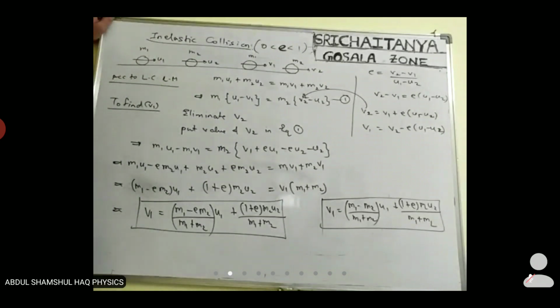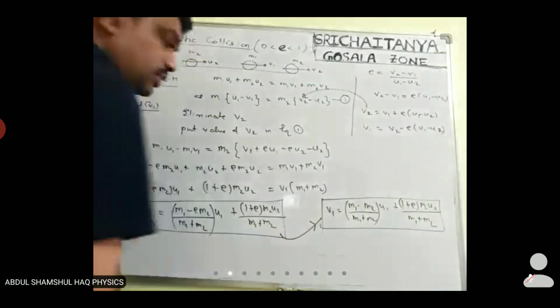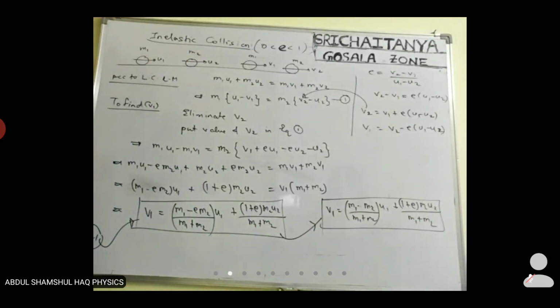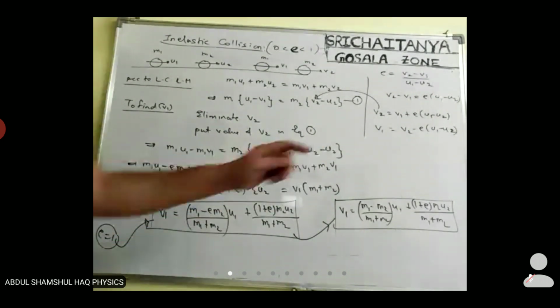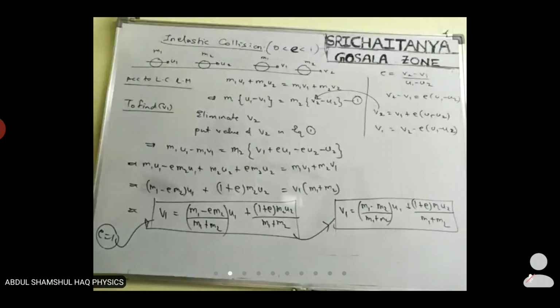So in this case, students, e equals 1. Can we obtain this one? Put small e equal to 1 here. If we put e equal to 1 in this one, Vignesh, we'll get the result for the elastic collision. No? This is for elastic collision.